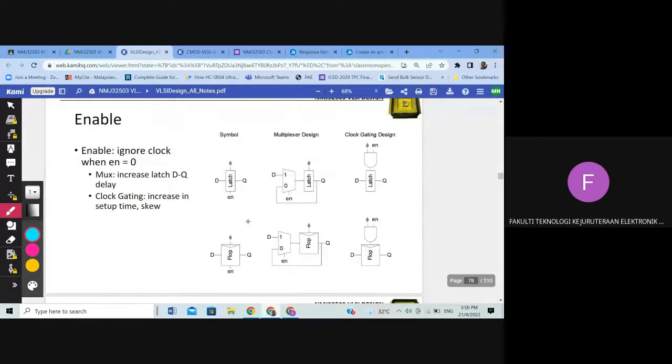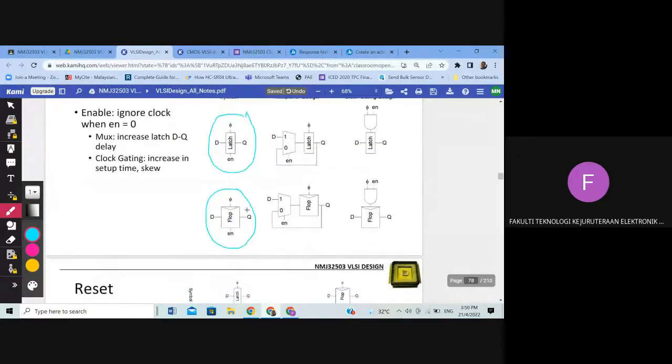So we also have what we call latch and also flip-flop with enable. This is with enable, and the previous one was without enable. So what is the purpose of enable? Enable is normally used in what we call low power design. Just imagine we want to turn off some block in our chip, to make sure that the chip consumes less power.